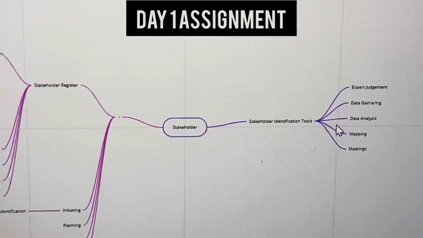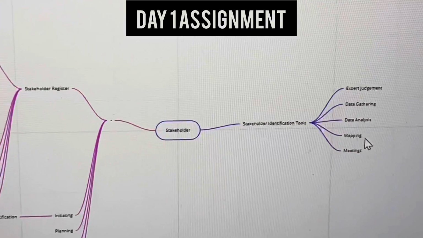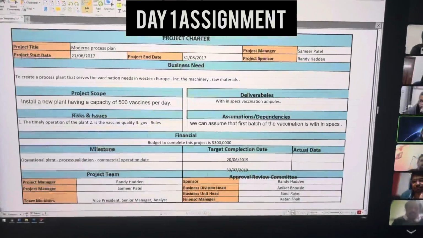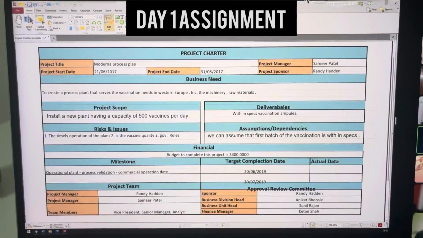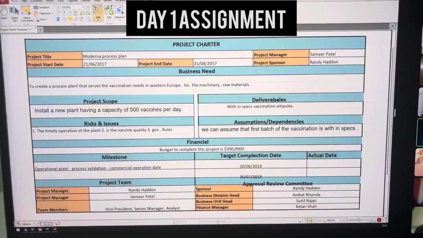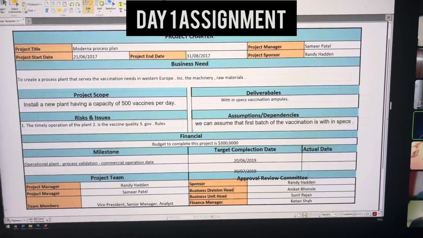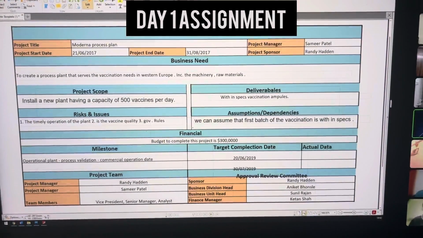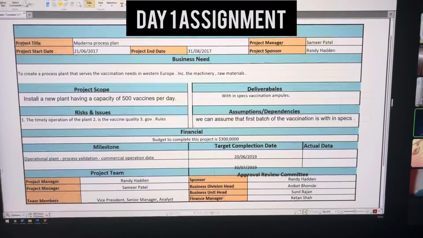That includes our expert judgment, data gathering, data analysis, mapping, meeting. The project charter is for a modern process plan, and the dates are given. We have a project manager, a project sponsor, and the business need is to create a process plan that serves the vaccination needs in Western Europe, and the increase of machinery and raw materials, that's the need.